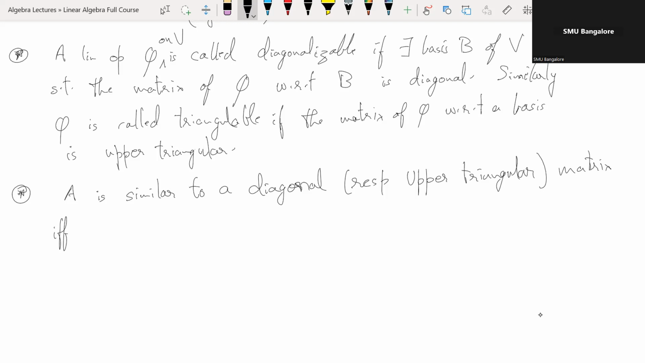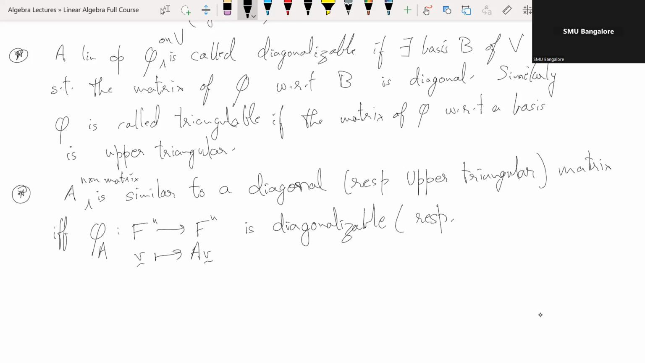A, meaning an n cross n matrix, if and only if phi_A, the map from F^n to F^n, is diagonalizable, respectively triangulable. Phi_A is this natural map which sends a column vector v to Av. So this is basically clear, right?